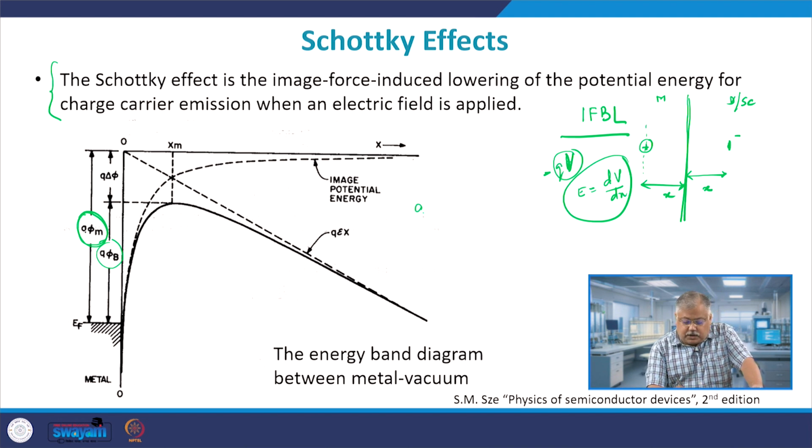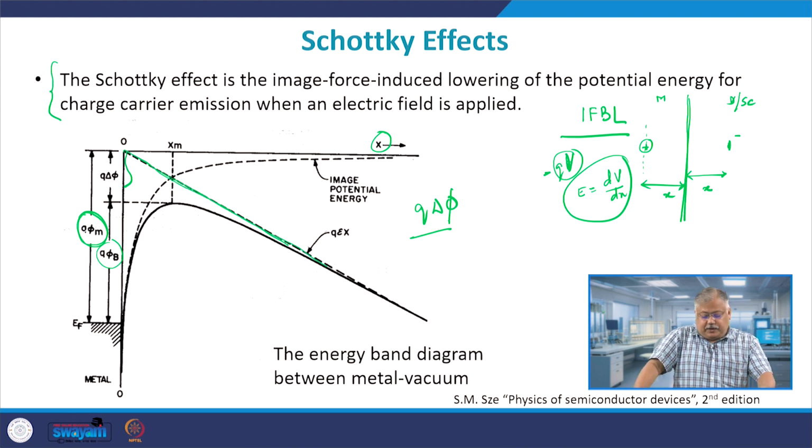So, this will be q times delta phi, which is the lowering that takes place. Ideally, if you assume that the electric field is a linear field, then this is the linear value of the electric field which you will see. This is x and this is the energy, and therefore, this is the line which goes linearly with respect to x. Now, if you take the image potential barrier energy, it comes like this dotted curve which you see here.